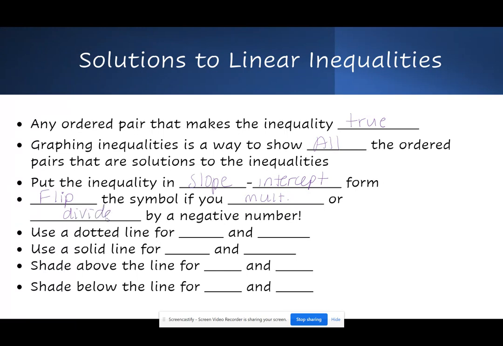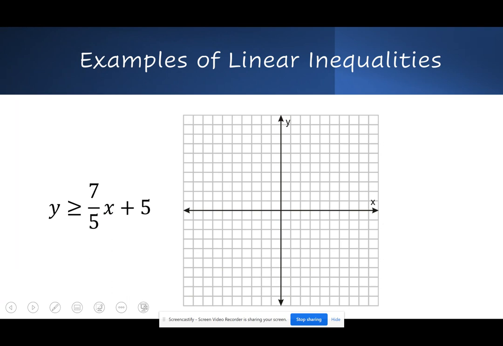And then when we're looking at the symbols, when we're graphing, we're going to use a dotted line for less than or greater than, because the numbers on that line will not be included in our solutions. But we're going to use a solid line for less than or equal to and greater than or equal to, because the numbers on those lines can be included in our solutions. Then we're going to shade above the line for greater than or equal to, and shade below the line for less than or equal to. So this sounds like a lot, but we're going to go through an example.